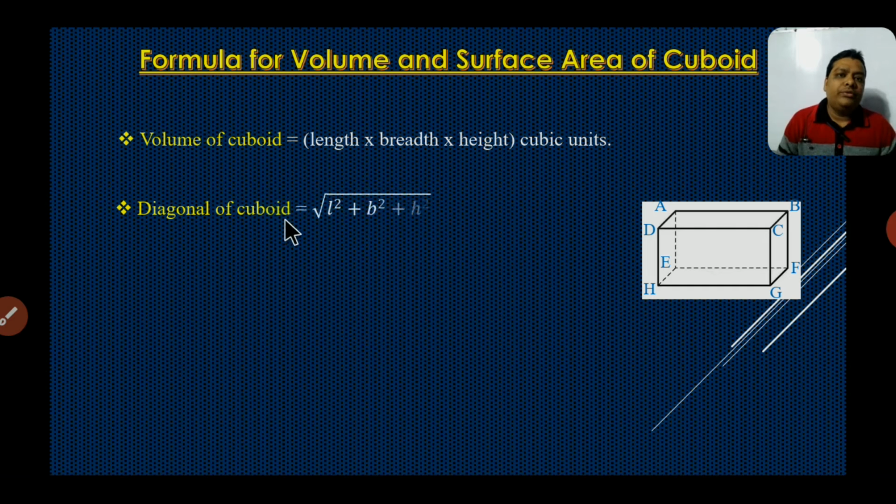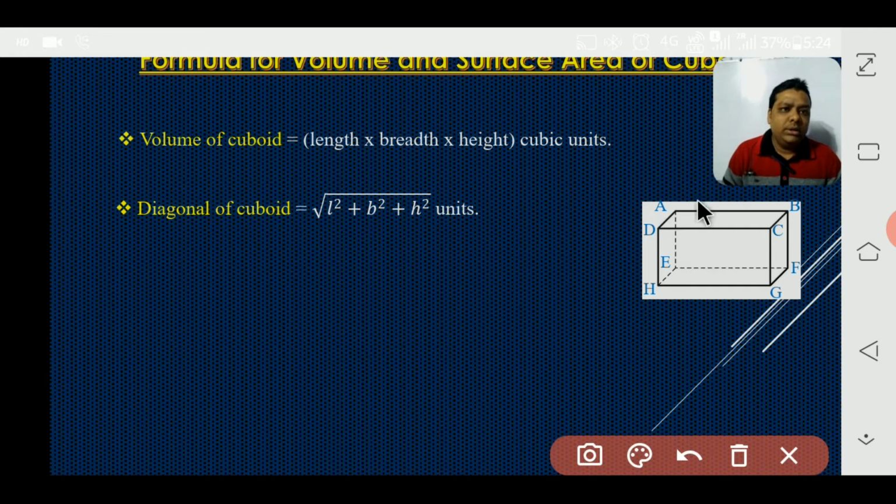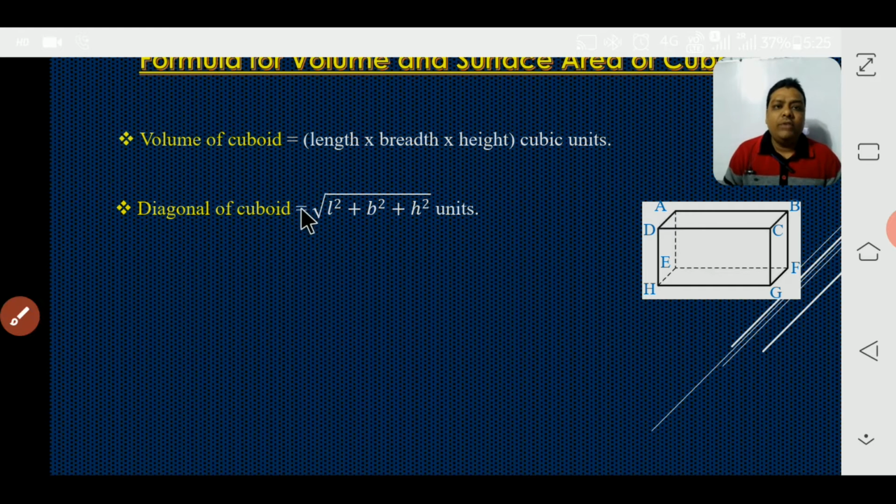Now, this is the formula of the diagonal of cuboid. What will be the diagonal? Any one corner with the opposite corner, it means A to G, H to B. This is the longest diagonal, AG or HB or CE or DF. And the formula of this is under root L square plus B square plus H square, length square plus breadth square plus height square.